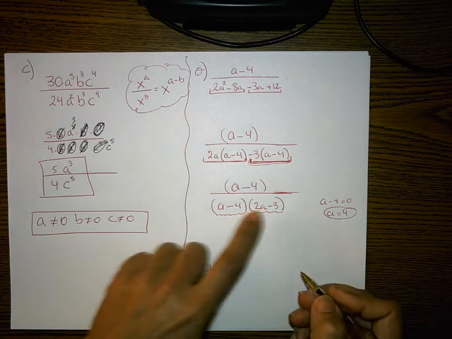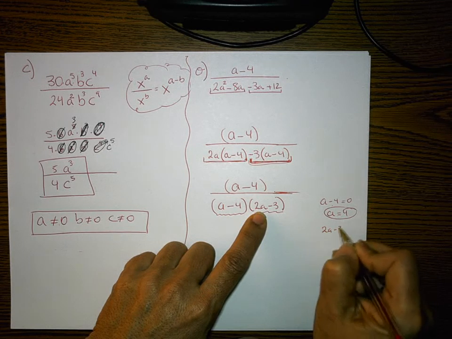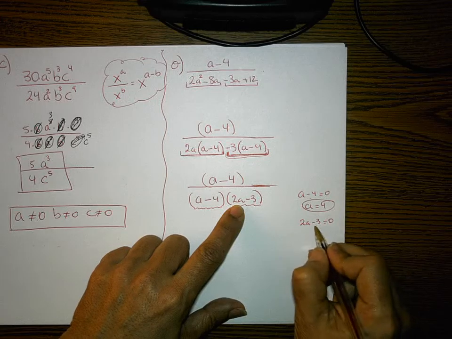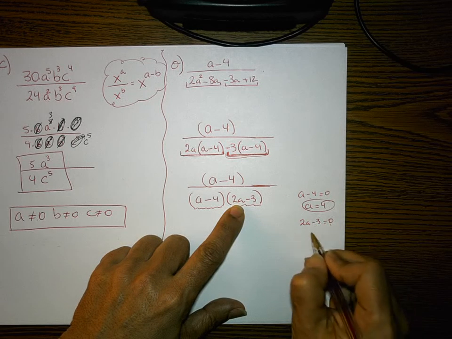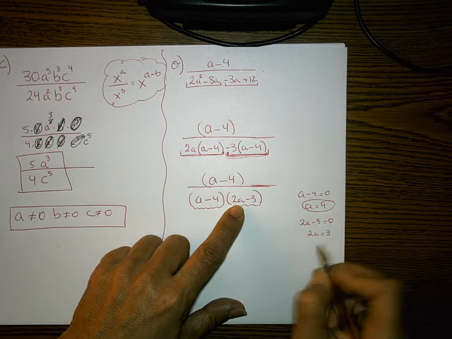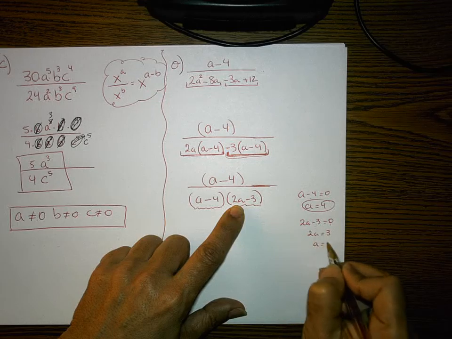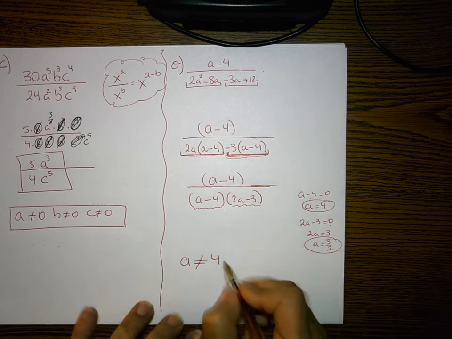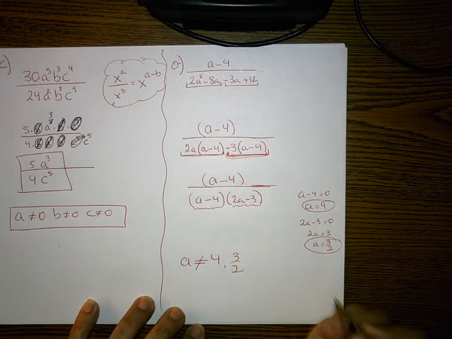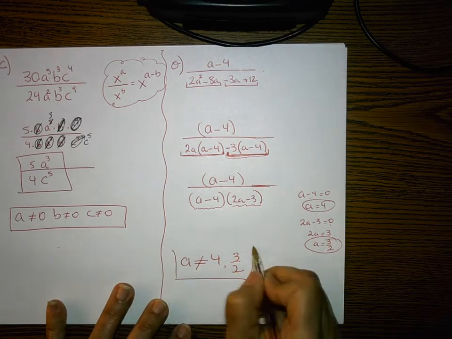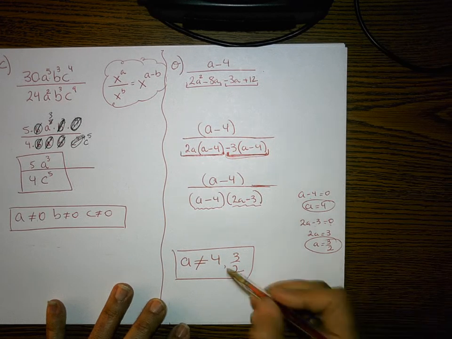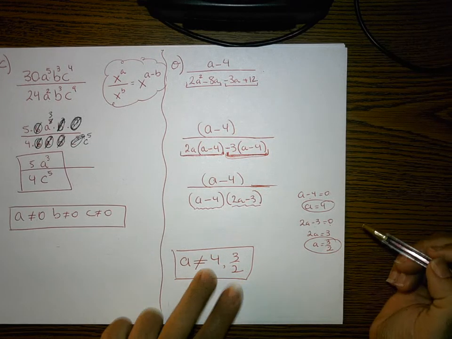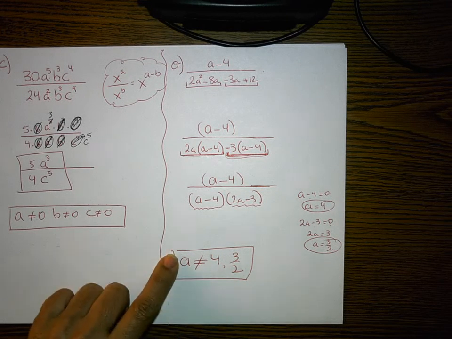If I set 2a minus 3 equal to 0, and I solve for a, I'm going to add 3, so I would have 2a equals 3, and then divide by 2, we would have a equals 3 halves. So a cannot be 3 halves, so we write that down right here. A cannot be these two values. If a is any of these two values, it's going to cause us to get a 0 in the denominator. Now that I decided that, I can go ahead and reduce it.